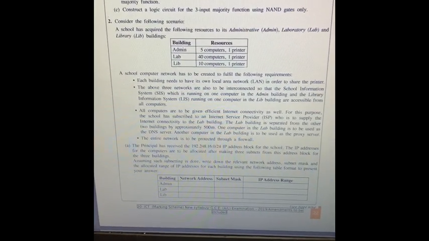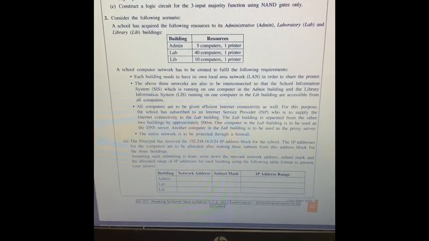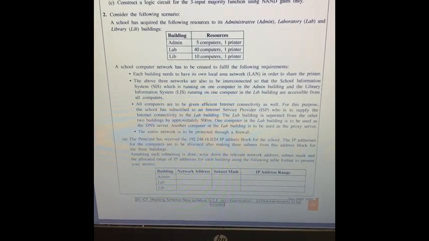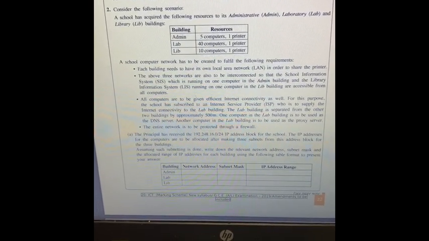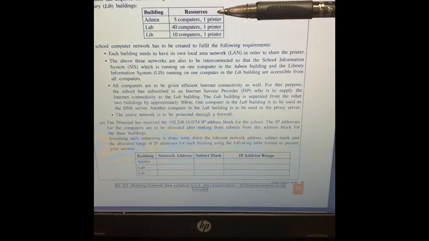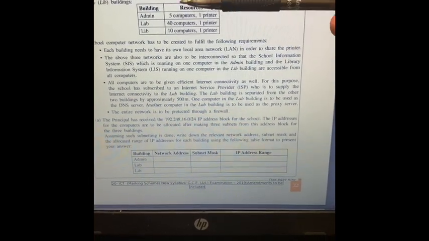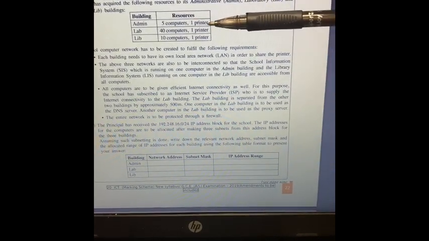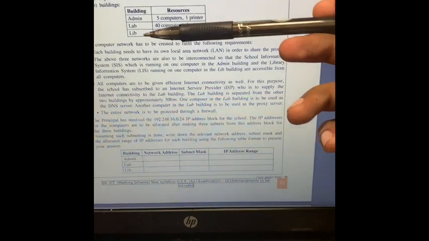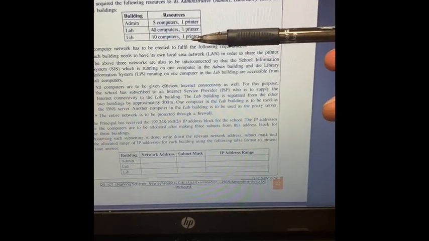2019 A-level paper. So, the common norm is for the networking question to be the second essay question of part 2. Okay, so first up what we do is we have to read the question. It says the school has acquired the following resources to its administrative, admin, laboratory, lab, and library buildings. It shows how many resources each building has. Administration has 5 computers and 1 printer. Lab has 40 computers and 1 printer. A library has 10 computers and 1 printer.